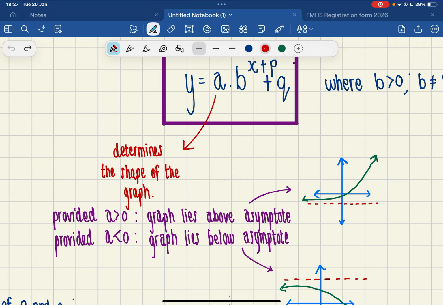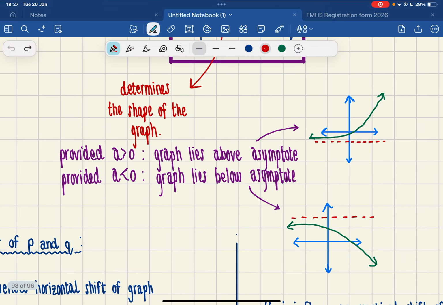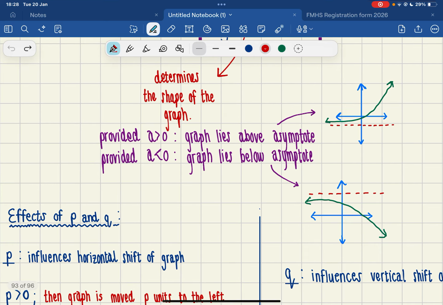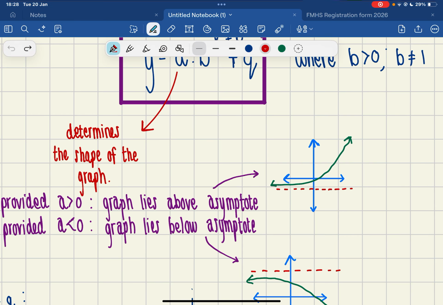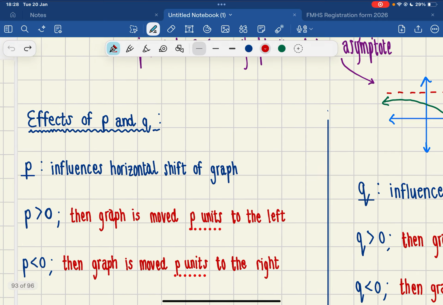a would thus result in the orientation of the graph being such that the graph lies above the asymptote. Provided that a is a negative number, this would result in the graph lying below the asymptote. So, in essence, a represents the shape of the graph. If a is positive, above the asymptote. If a is negative, below the asymptote.